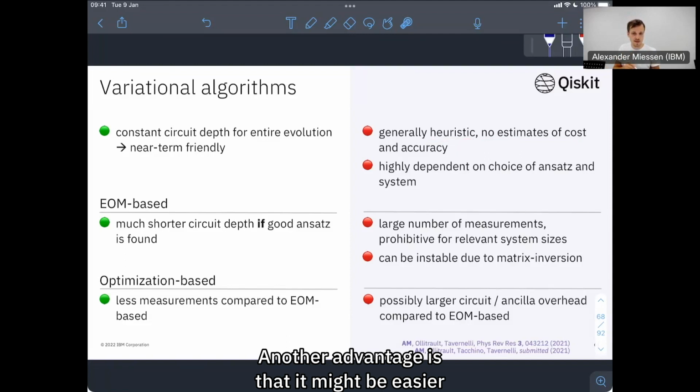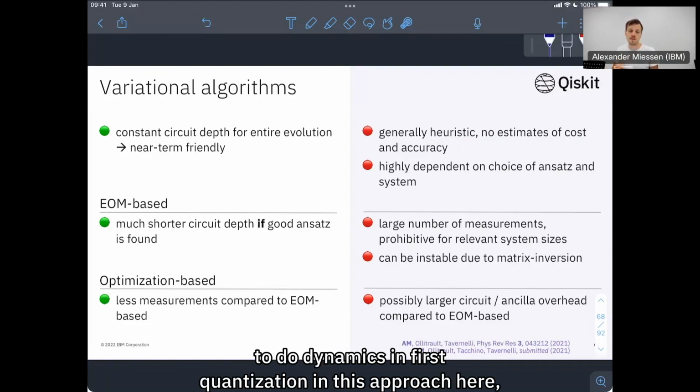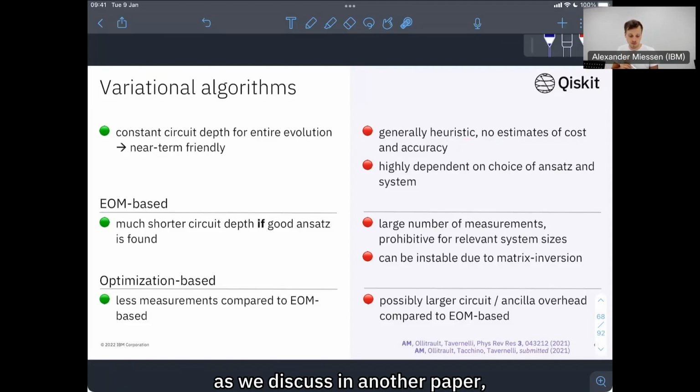Another advantage is that it might be easier to do dynamics in first quantization in this approach here, as we discuss in another paper, which I forgot to reference here, but it's by Pauline Ollitrault, and recently came out on the arXiv, so check it out if you're interested.